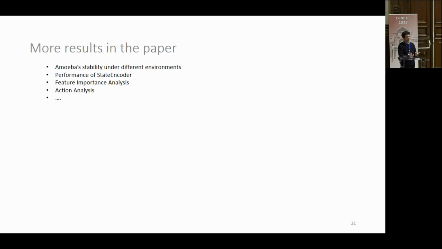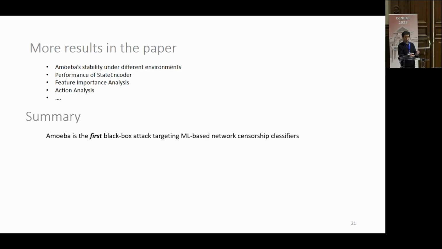There are more results in the paper. We looked at what happens when you have different network environments, such as packet loss, which is not because the censor wants to mess around with you. We looked at how well that state encoder works and what features matter. We also looked at which actions matter most depending on what type of classifier you're trying to attack, and many more. So to summarize in a one-liner, in my humble opinion, this is the first black box attack targeting machine learning-based classifiers for network censorship.